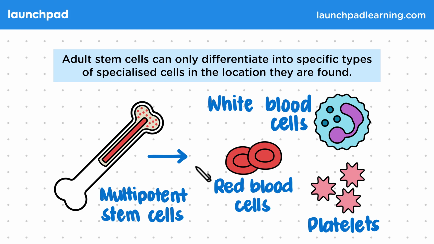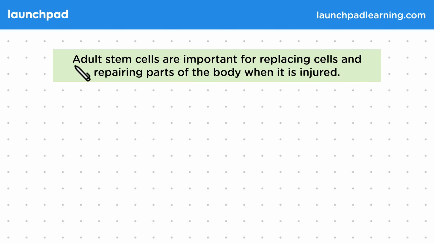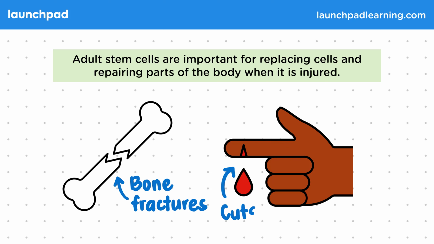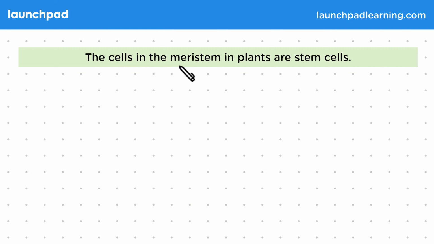So once an organism is fully grown, what's the purpose of adult stem cells? Adult stem cells are important for replacing cells and repairing parts of the body when it's injured. For example, bone stem cells allow bone fractures to heal, and skin stem cells allow the skin to heal when it's cut. For the exam, you only need to be able to describe the function of stem cells in adult animals and use stem cells from bone marrow as an example of how they can form many cell types, including blood cells. The cells in the meristem in plants are stem cells.